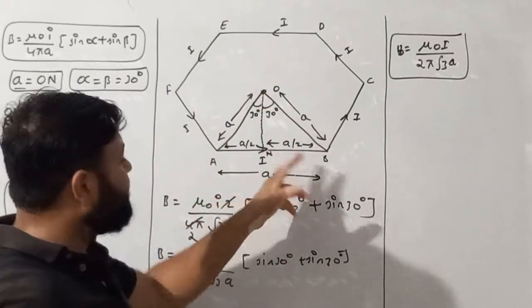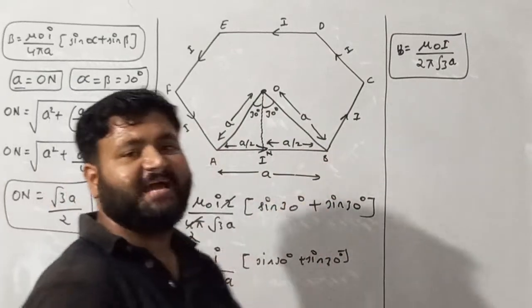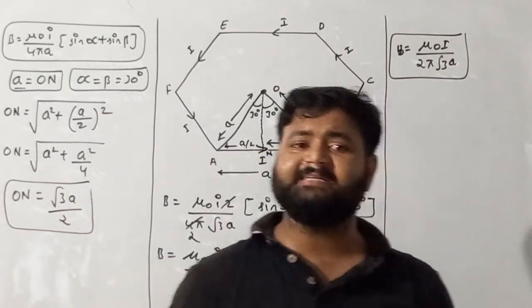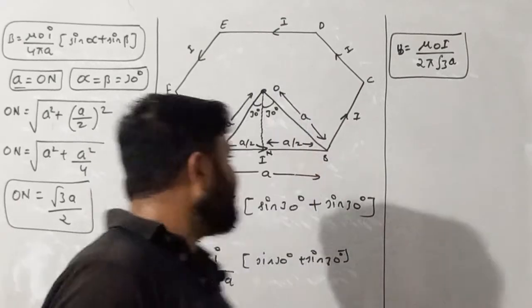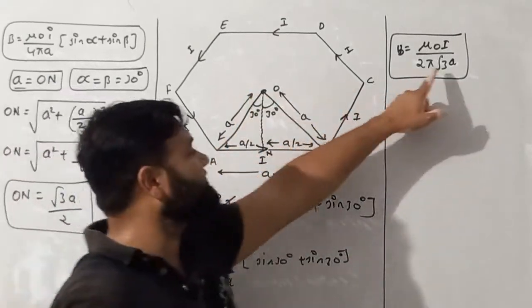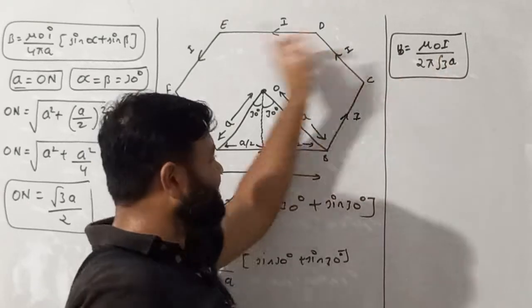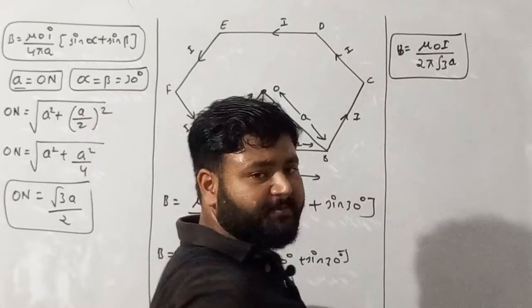So my dear student, all the sides carry equal length, all the sides carry the same current, and all the sides give the same direction of magnetic field at point O. So this is basically for one side. For 6 sides we have to multiply this with 6.